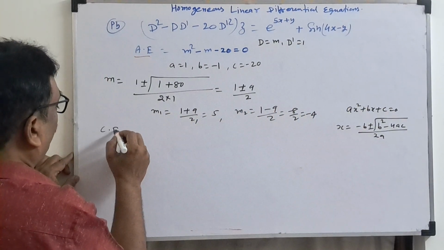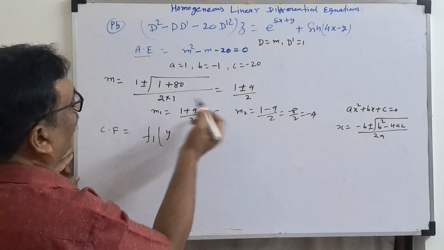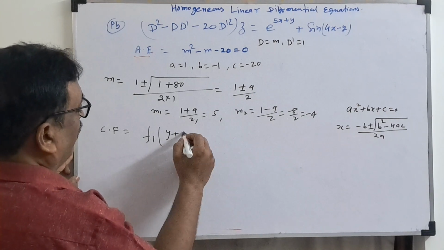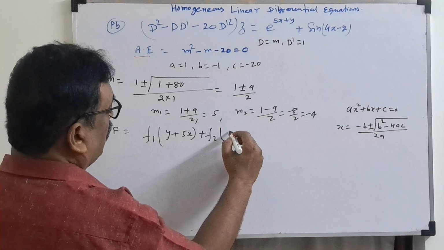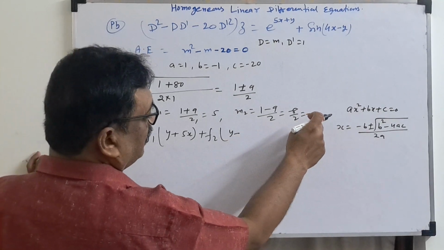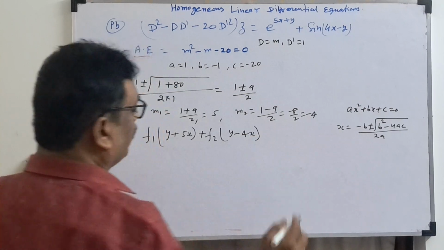So what is the complementary function for this? This format is there: f1 of y plus m1x. What is m1 here? 5x. And f2 of y minus, because the second term is minus m2x, so 4x. This is our complementary function.